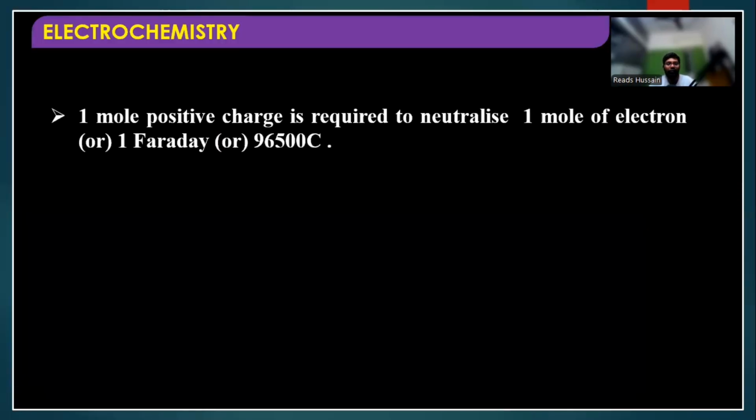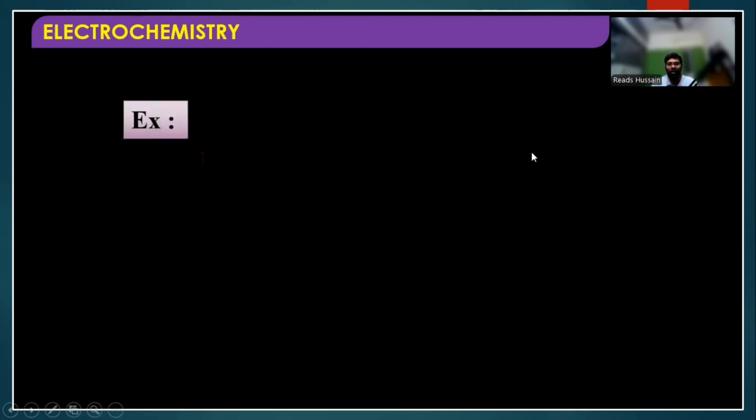Okay, remember this, 1 Faraday is equal to 96,500 coulombs. This is nothing but the charge on 1 mole of electrons. Next, a few examples I am going to give here.